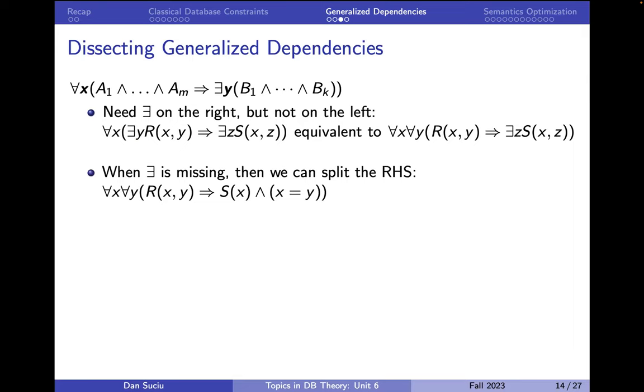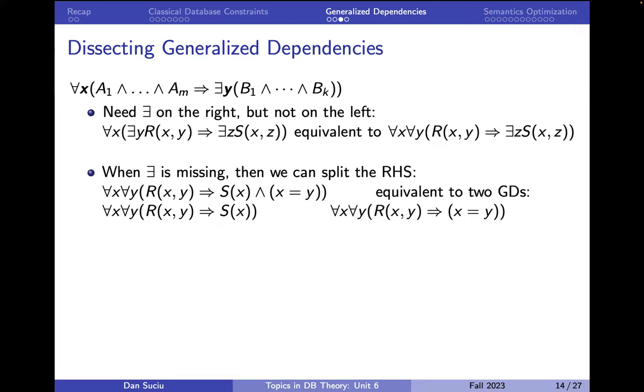Okay, second observation. If we don't have existentials and we have multiple atoms on the right, maybe relational atoms, equality, we can break them into two separate generalized dependencies. Now you can simplify a little bit. This explains why the EGDs stand alone. They are treated separately. We don't have to, but we can always take out those equalities and treat them separately. Okay.